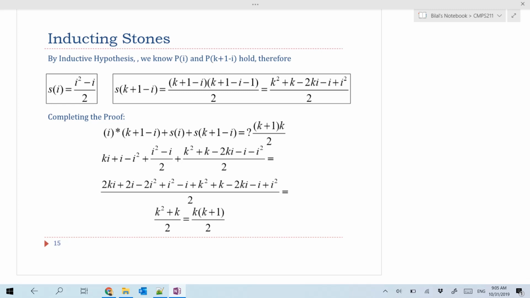So what you want to prove is this multiplication, i times this term, plus s of i plus s of k plus 1 minus i, and you want to check whether it's equal to this term here. It's a bit tedious, but it's straightforward. You do the math, and you get rid of all the i items. You will end up with k squared plus k over 2, which is k times k plus 1 over 2. According to our target formula, it's n times n minus 1 over 2.